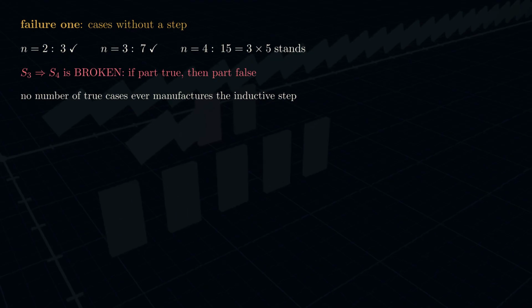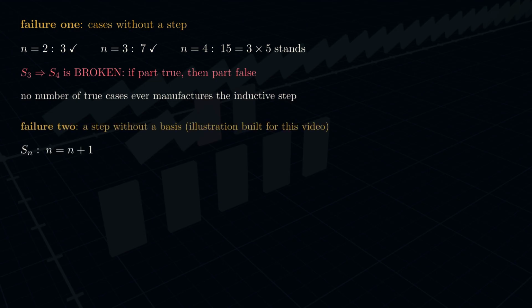Second, the other way round, an inductive step without a basis. Here is a statement built for this lesson. Sn says n equals n plus 1. Suppose Sk, k equals k plus 1. Add 1 to both sides. K plus 1 equals k plus 2, and that is Sk plus 1. So the inductive step is provable.